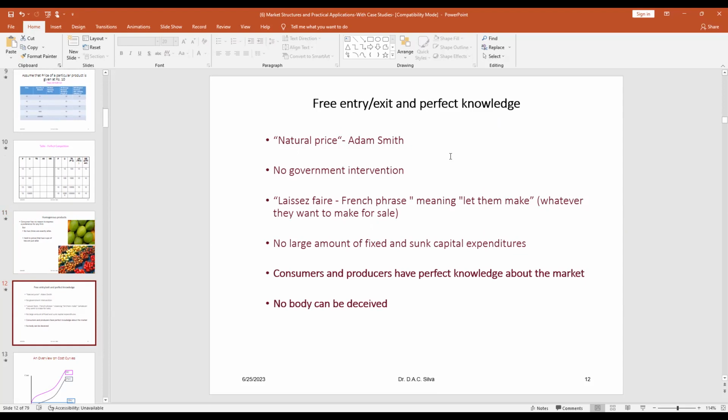Natural price, Adam Smith. So no government intervention, laissez-faire, that is a French phrase meaning let them make it. Free market, no large amount of fixed or sunk capital cost. You know what fixed cost and sunk capital cost are. Consumers and producers have perfect knowledge about the market. Nobody can be deceived.